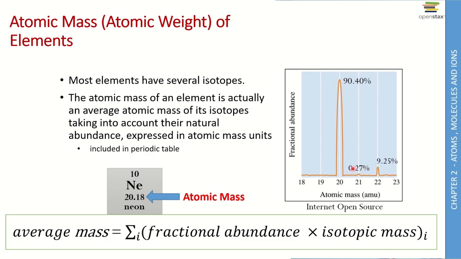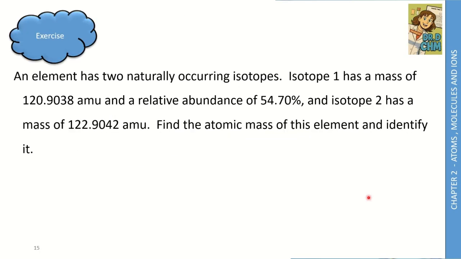And they have 0.27% of 21 and 9.25% of 22. How that works is in the paper. Let's practice it together over here. So here is an example.